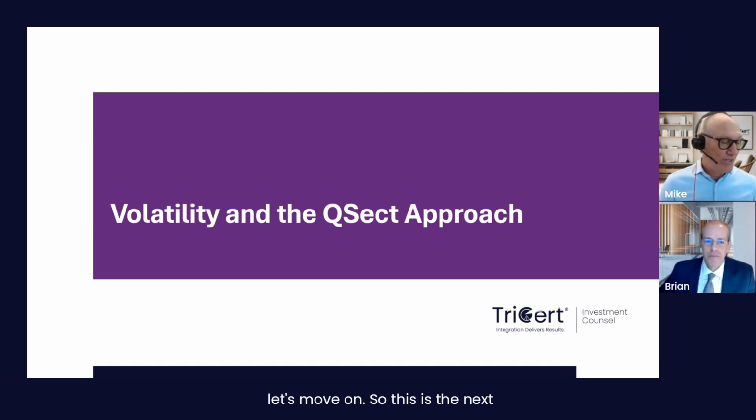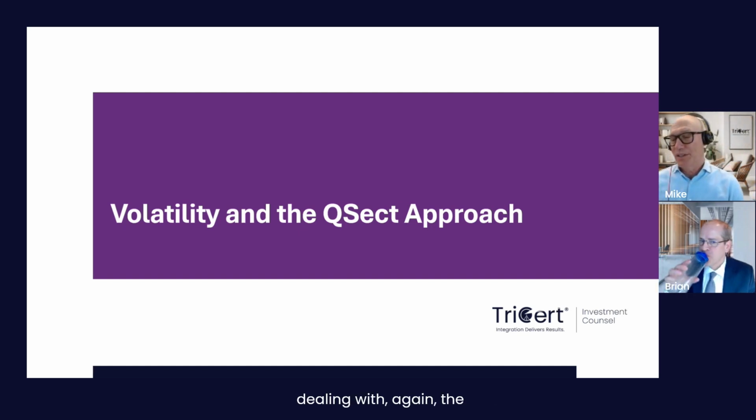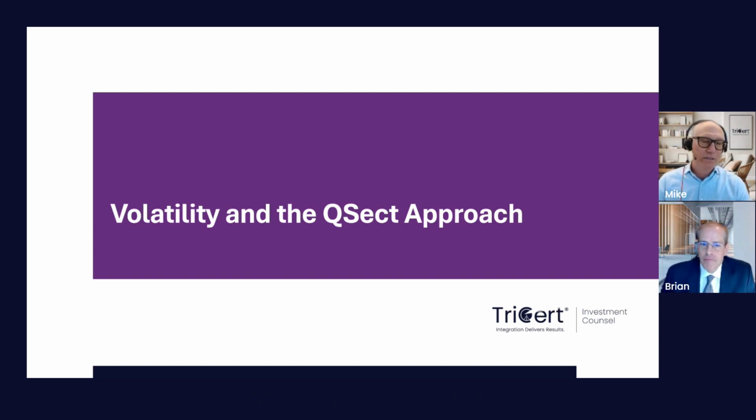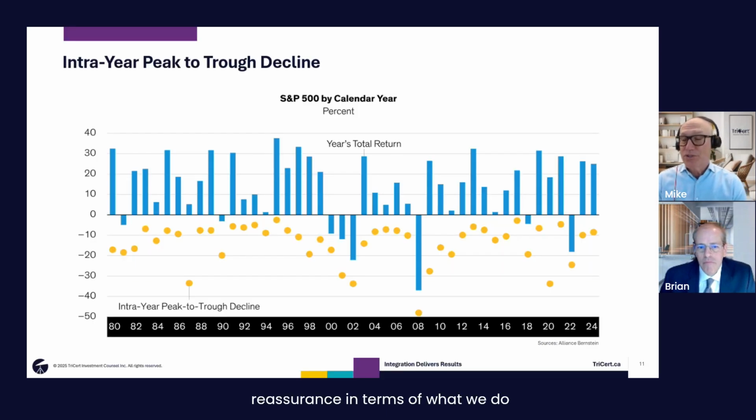So this is the next section. Obviously, we've all been dealing with the volatility again. We've had some good discussions. Hopefully, that's given you as clients some reassurance in terms of what we do here at TriCert and the QSect approach. You had some great graphics that I thought would be great for the clients to observe. So let's look at volatility. This one in particular I really liked, comparing peaks to, call it, trough declines. So talk us through this one.